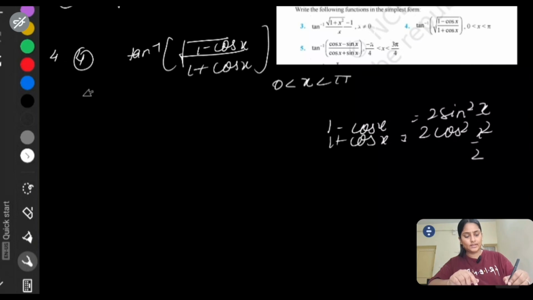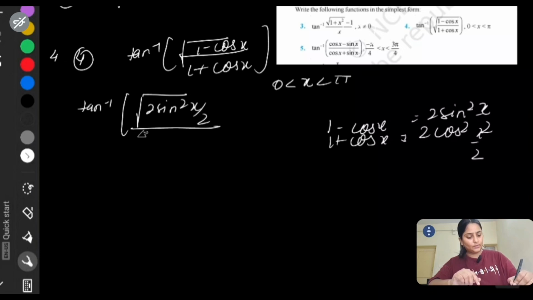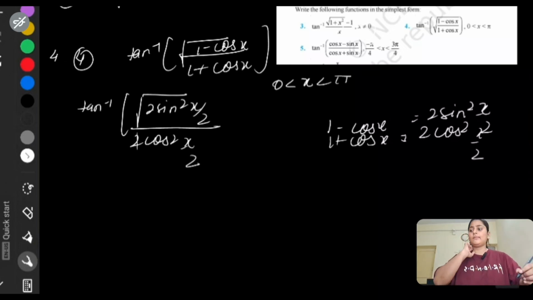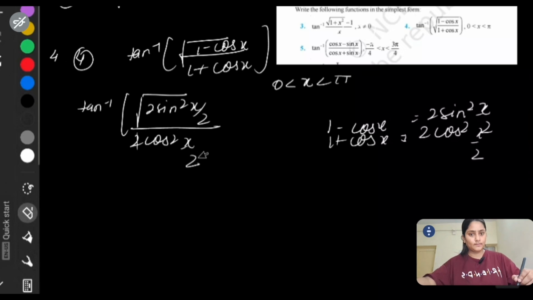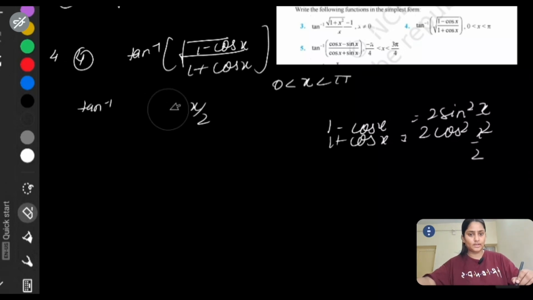So in the next step, we can write tan inverse of the square root of 2 sin square x by 2 divided by 2 cos square x by 2. This root is of the whole. Maybe it's not working well. There's some problem with the network connection, I guess. That's why I'm not able to properly record it. But let's try.